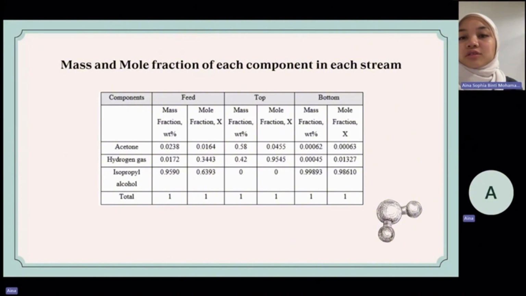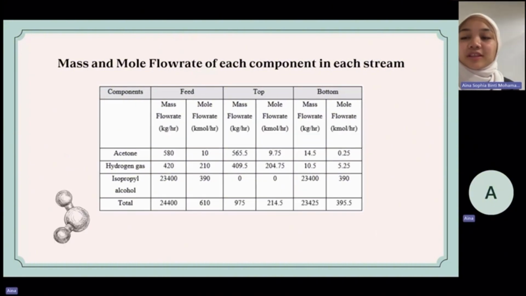So, to summarize, mole fraction of isopropyl alcohol in the bottom stream is high in value compared to acetone and hydrogen. However, in the top stream, hydrogen gas has higher mole fraction compared to the acetone and isopropyl alcohol. Same goes for the mass and mole flow rate tabulated data, where our goal is to achieve high value of isopropyl alcohol.